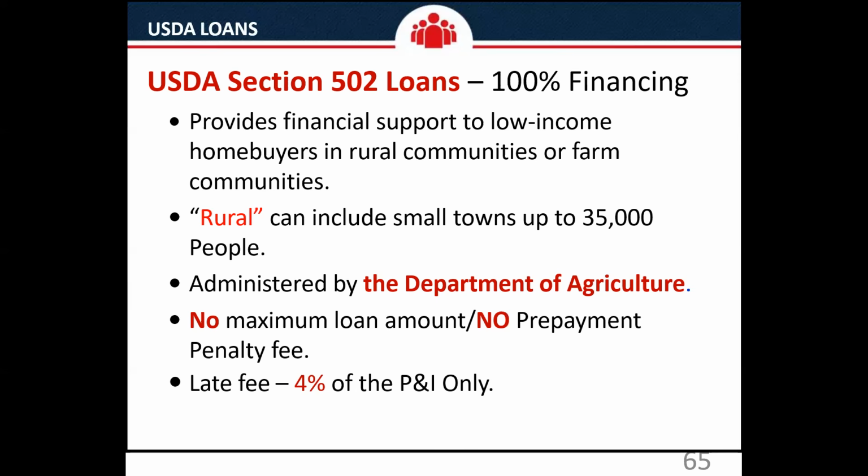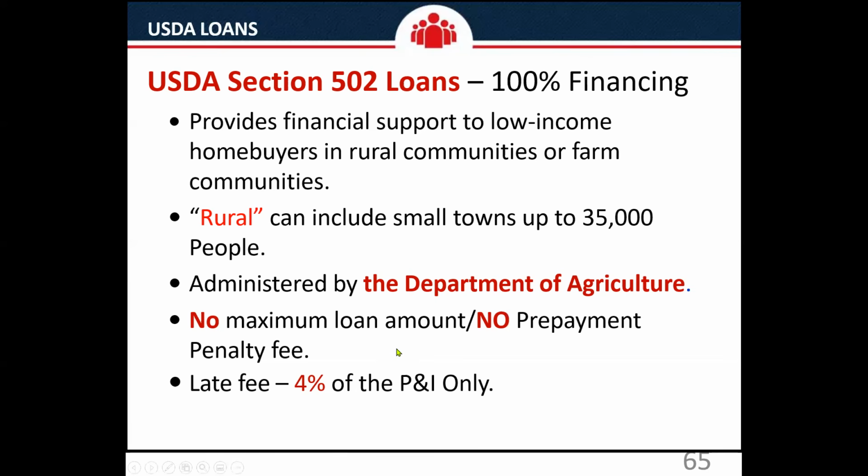They can consider a rural community a small town with up to 35,000 people. These loans are administered by the Department of Agriculture. The Department of Agriculture administers the USDA or the Section 502 loans. There's no maximum loan amount, no prepayment penalty. And the loan late fee charges, but for the services is still 4%.